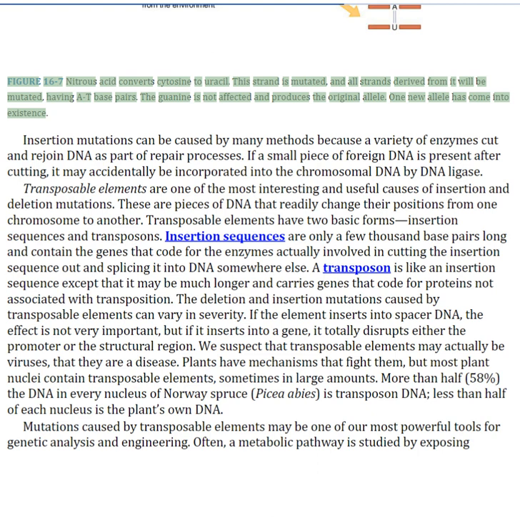Figure 16.7: nitrous acid converts cytosine to uracil. This strand is mutated, and all strands derived from it will be mutated, having AT base pairs. The guanine is not affected and produces the original allele. One new allele has come into existence.